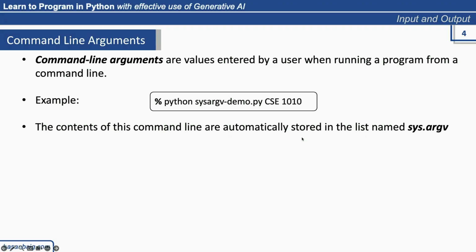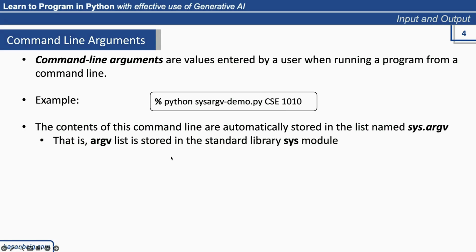So there is a built-in module named sys. Sys is a built-in module, just like the math module. It has a list named argv. So argv is a list which would contain all the inputs that we pass through the command line interface. Understand this again: just like a math module, we have a sys module, corresponding to system related functions. It has a variable named argv. That variable is actually a list. That list will contain everything that we pass through the command line interface. So argv is a list, stored in the standard library sys module.